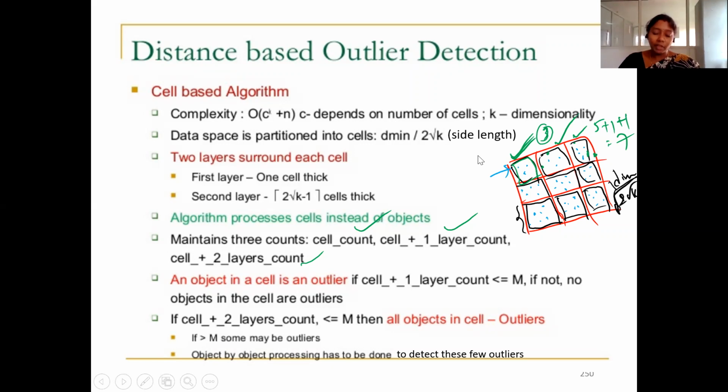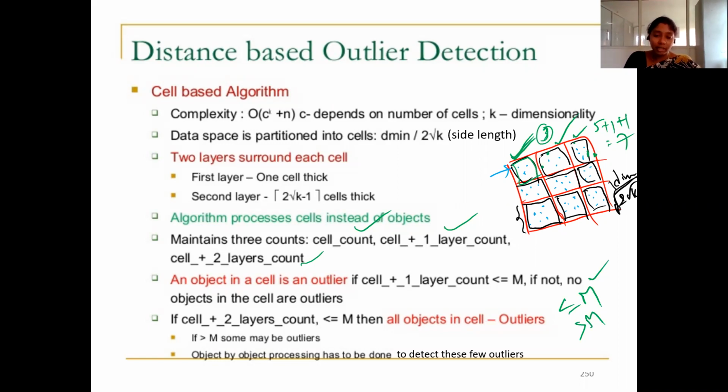So here, what is the condition for detecting the outlier? If the cell plus 1 layer count is less than or equal to m, that means the number of objects in the cell and the number of objects in the first layer of the cell is less than or equal to m, then there exists some outlier in that cell. If not, no objects in the cell are outliers. That means if the elements are greater than m, there is no outlier in that particular cell.